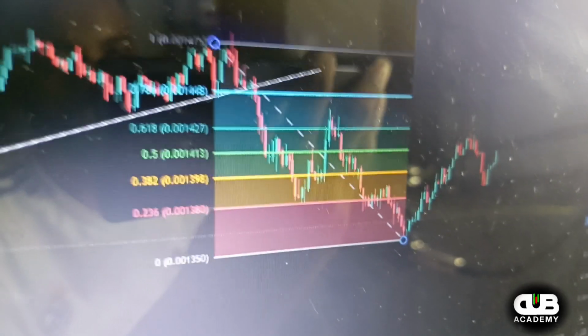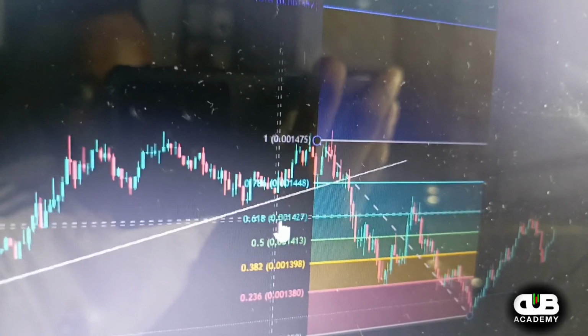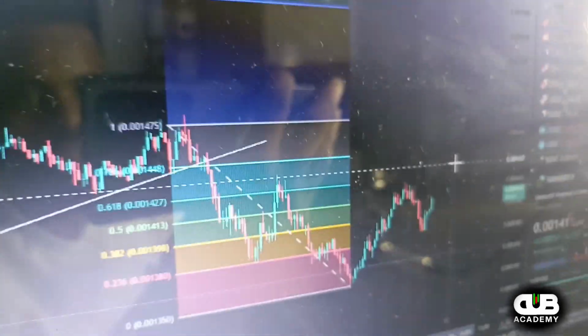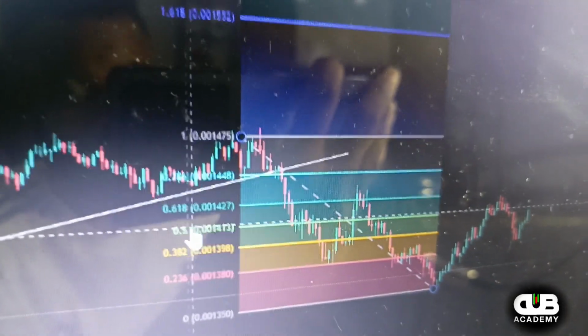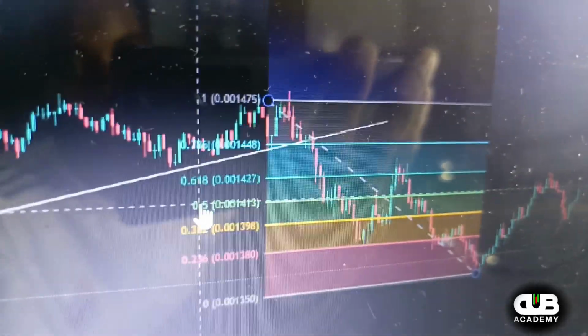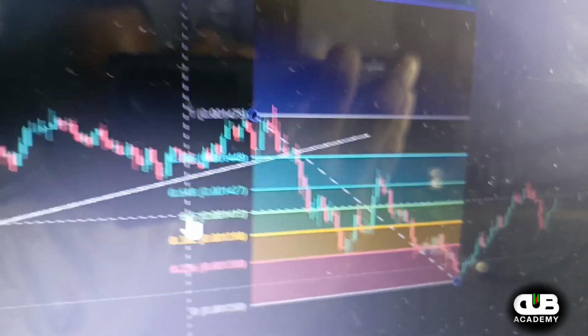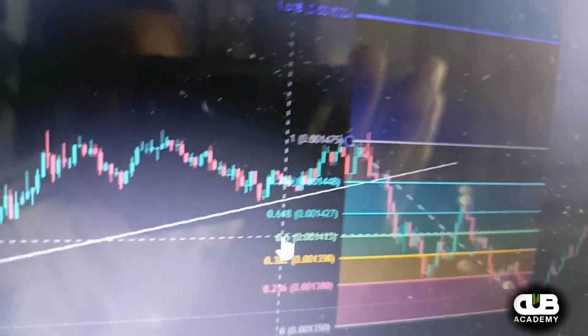Let me increase this. Okay, this is the 15 minutes time frame, as you can see. Now, I have not gotten that 0.5 level of this Fibonacci, and it's not really okay for me. You know why? Because I need to look for that support that got broken, that made the trend line break out. I need to look for that support.